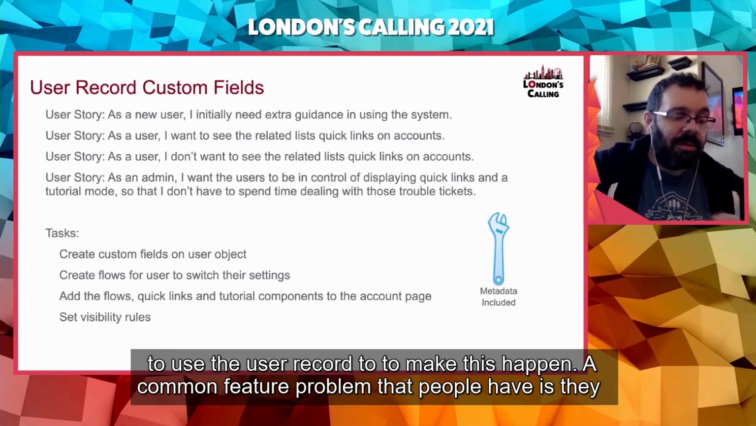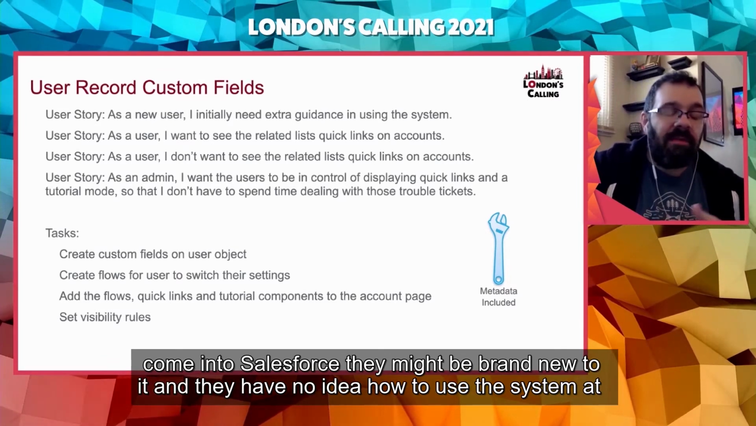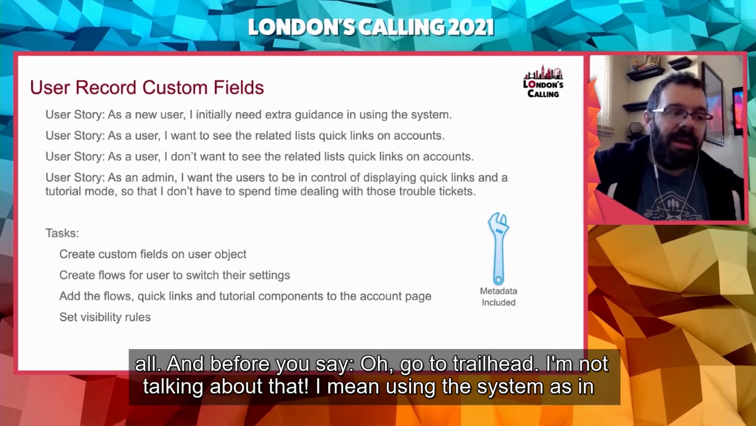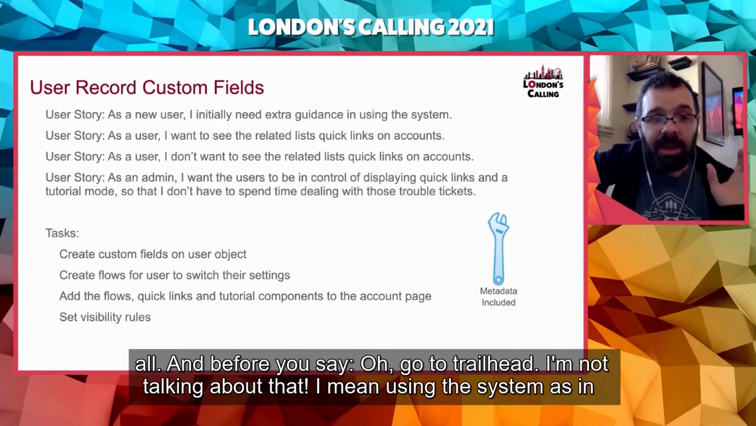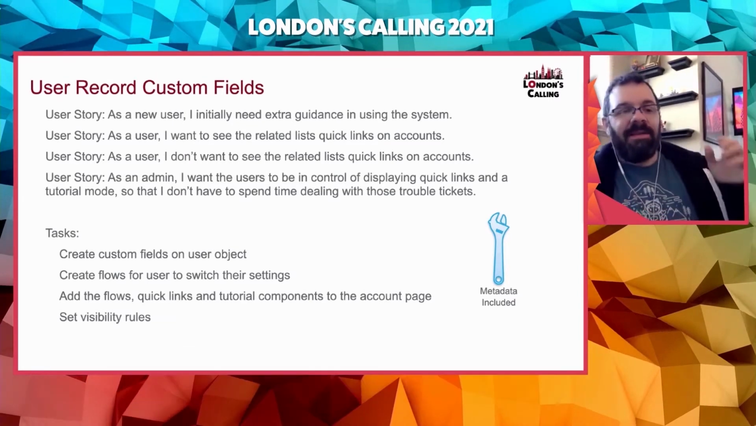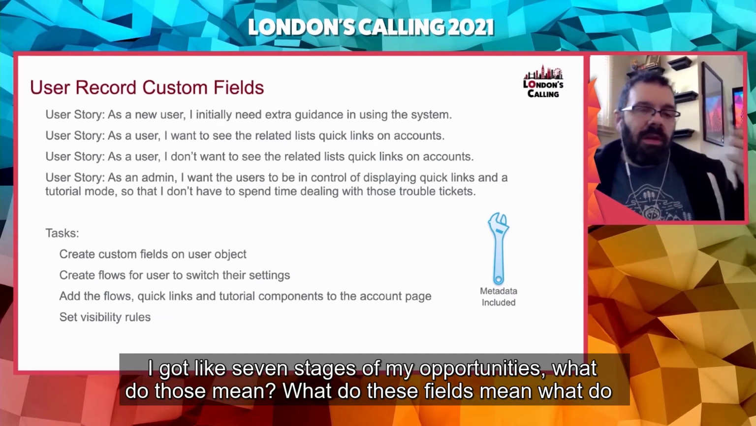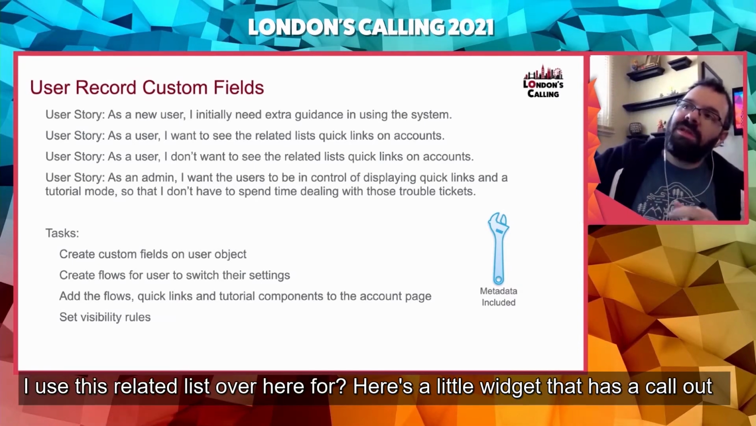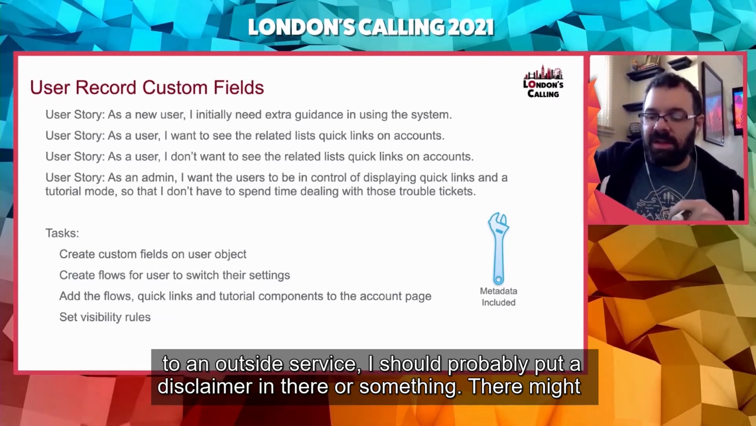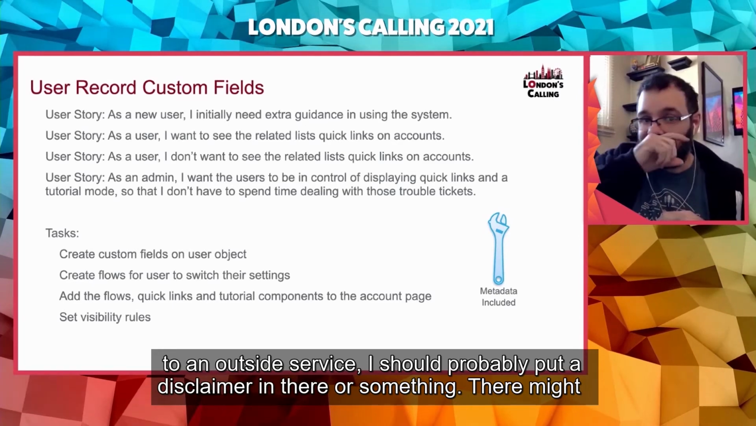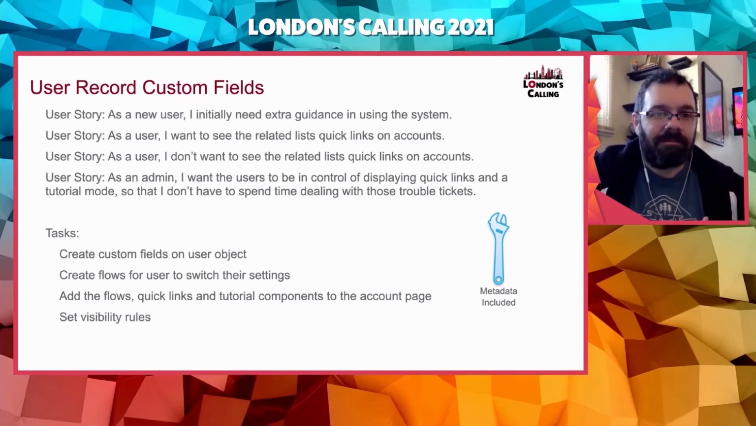A common problem that people have is they come into Salesforce, they might be brand new to it, and they have no idea how to use the system at all. And before you say, oh, go to Trailhead, I'm not talking about that. I mean using the system, as in, I've got 7 stages on my opportunities. What do those mean? What do these fields mean? What do I use this related list over here for? Here's a little widget that has a call out to an outside service. I should probably put a disclaimer in there or something. There might be a lot of stuff like that. How does the user actually know how to use this stuff?